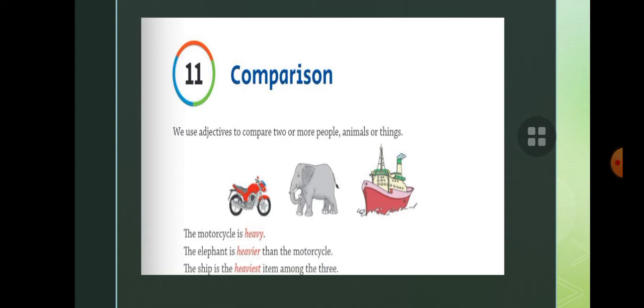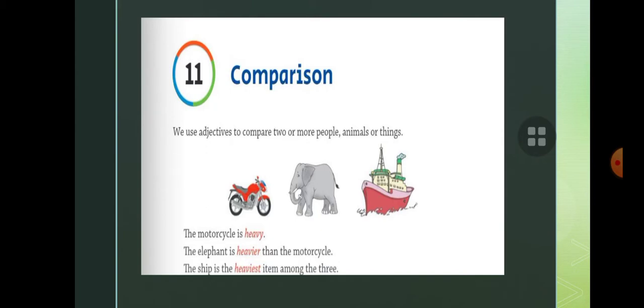So, children, we have learnt about adjectives. Adjectives are the words that describe nouns or pronouns. Here we'll see comparison. We use adjectives to compare two or more people, animals, or things.